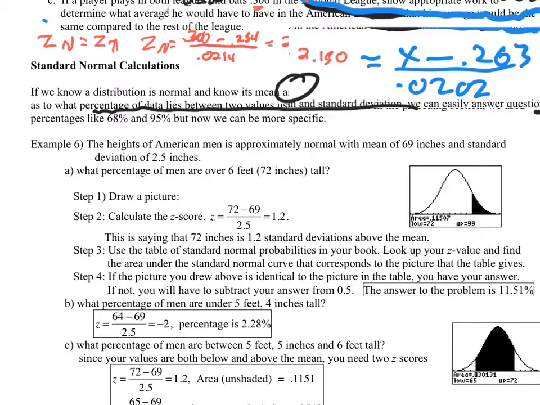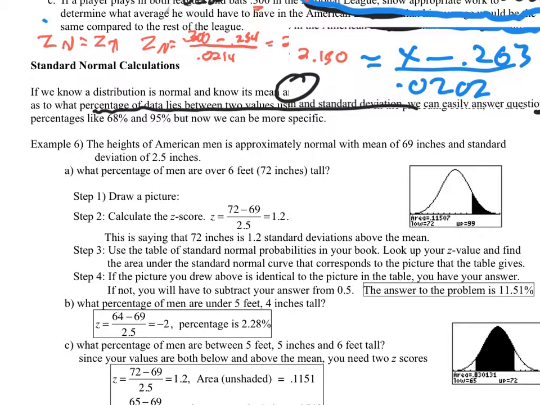The height of American men is approximately normal with a mean of 69 inches and a standard deviation of 2.5 inches. So that's just the stem. That's the same problem we've done before. We've already dealt with that curve. Letter A says, what percentage of men are over 6 feet tall? So look what happens to this curve. We've done it before.